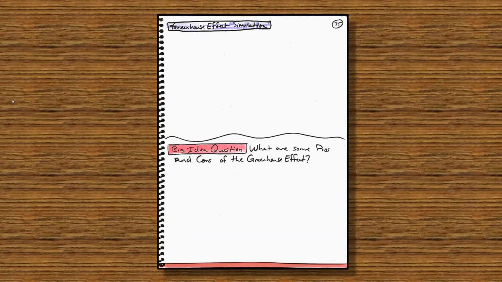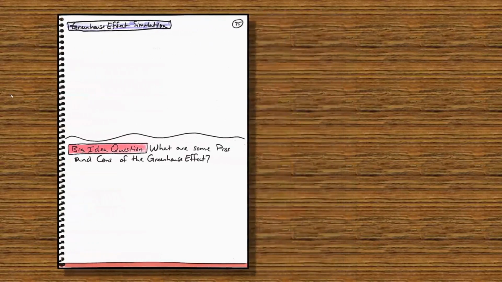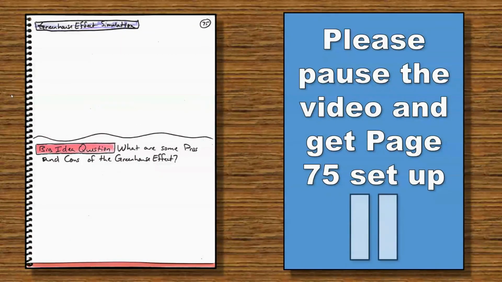The greenhouse effect can get out of control, causing intense heat on different planets, Venus in particular, and it can get out of control on Earth as well. But after our lessons, you will also see that the greenhouse effect is actually important for our planet in order to maintain life as well. So please pause this video and get notebook page 75 set up, and then we are finished.